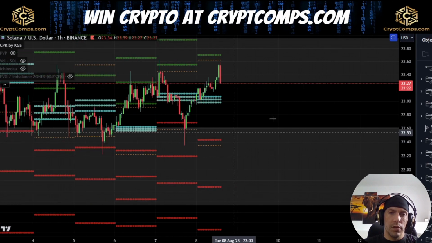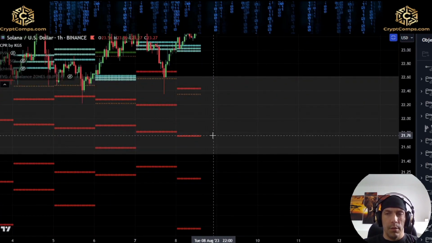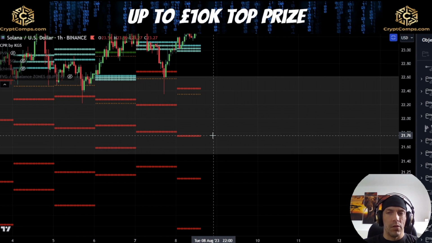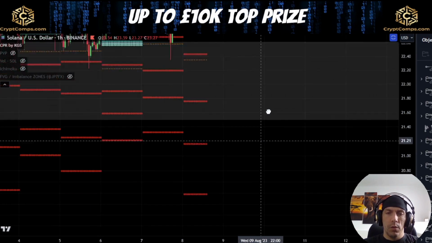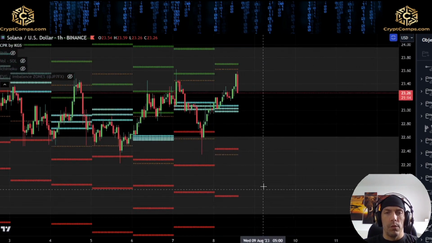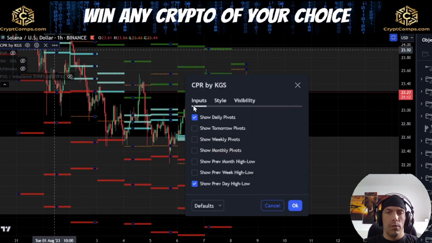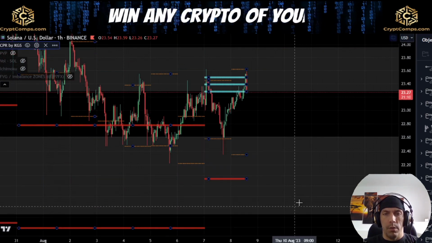But if we start to lose this area here, then it becomes more likely we're going to see these targets come in towards the downside, this 2176, this 2116, and this 2047 for today. Now I'm going to switch this over onto the weekly, and we're going to have a look at these lines.